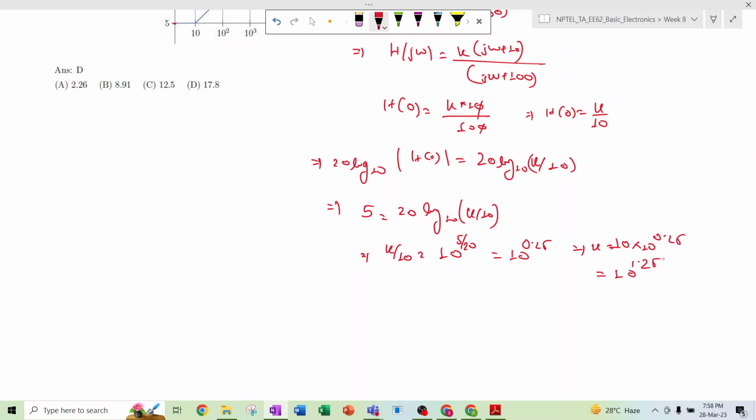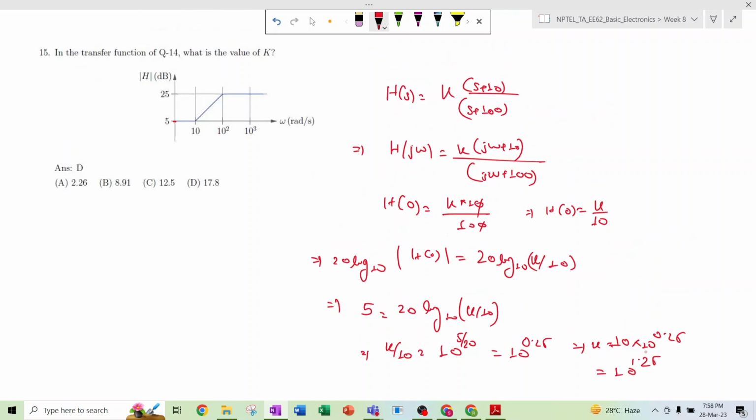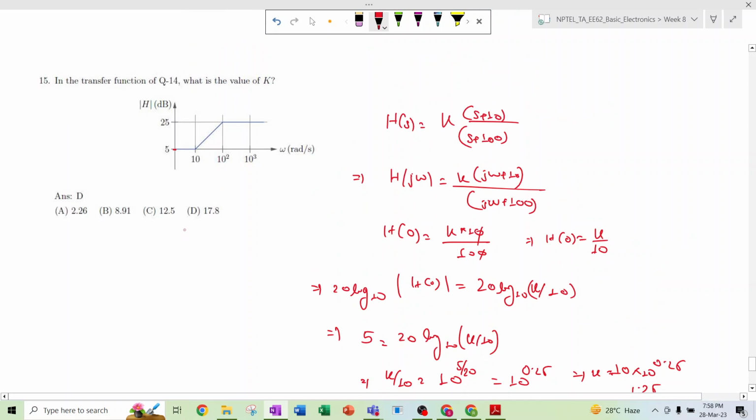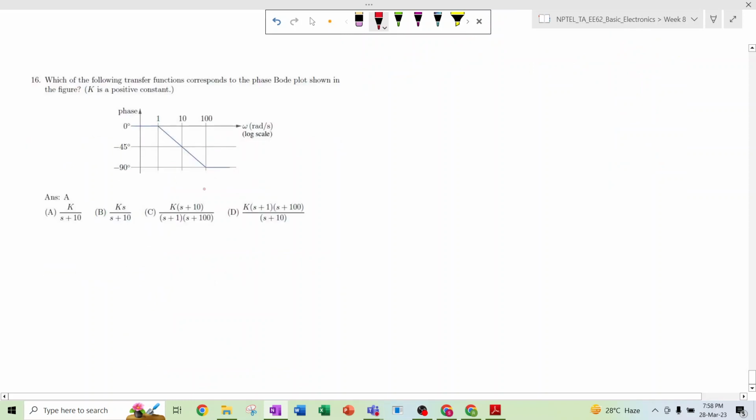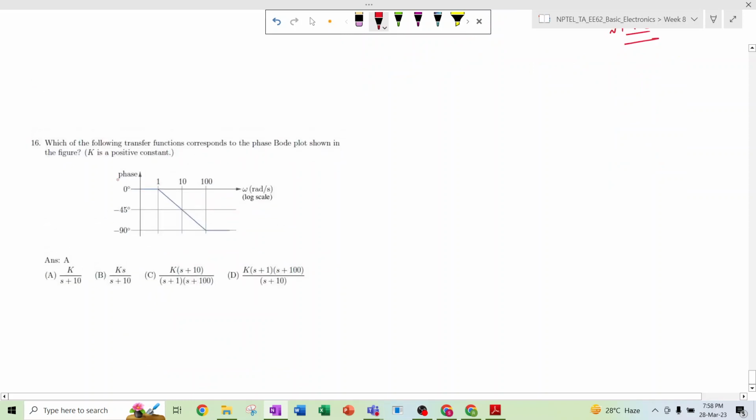So 1.25, and 10 to the power of that. This is 17.78, that is close to 17.8. So this is the value of k that we can get from here. Okay, so this is the thing. And the next problem: which of the following transfer functions corresponds to the phase Bode plot shown in the figure?